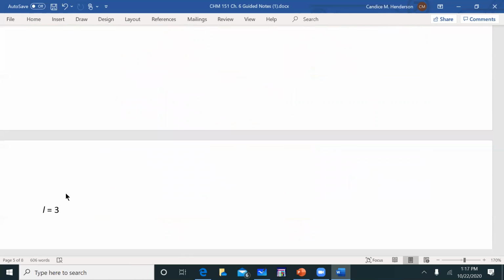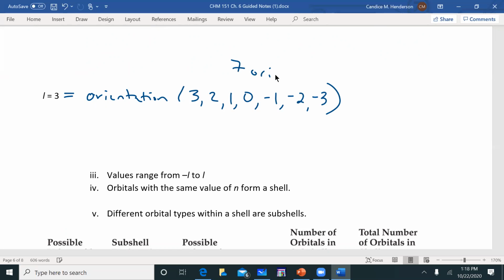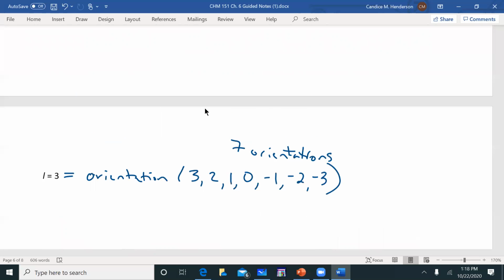If we do, let's just do it for L equals 3, as far as our orientations, we've got 3, 2, 1, 0, -1, -2, -3, or 1, 2, 3, 4, 5, 6, 7 total orientations. Again, these numbers don't specifically mean anything. They're just saying, hey, one of them is pointing in this direction that we're arbitrarily going to call 3. One of them is pointing in a different direction we're going to call 2, so on and so on.